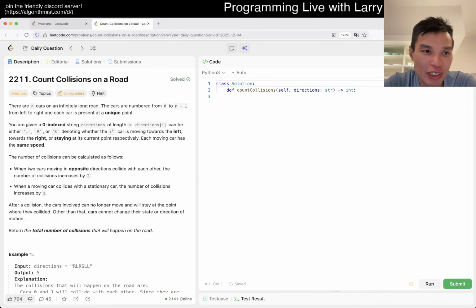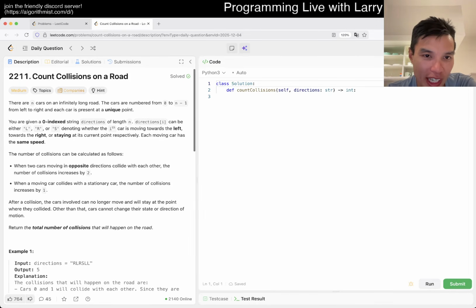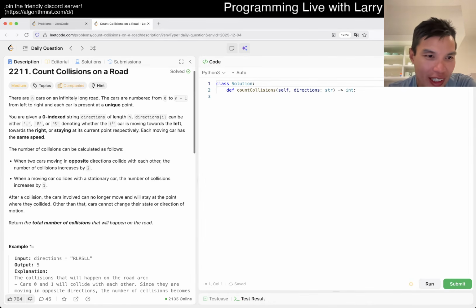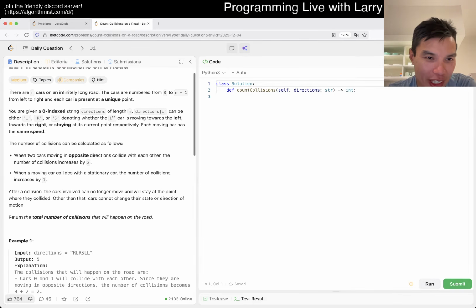But anyway, let's take a look at today's problem. 2211, Count Collisions on a Road. There are n cars on an infinitely long road. The cars are numbered 0 to n minus 1 from left to right. The directions of each car could be left, right, or S, staying. Okay, so S is just not moving. Same speed, okay.